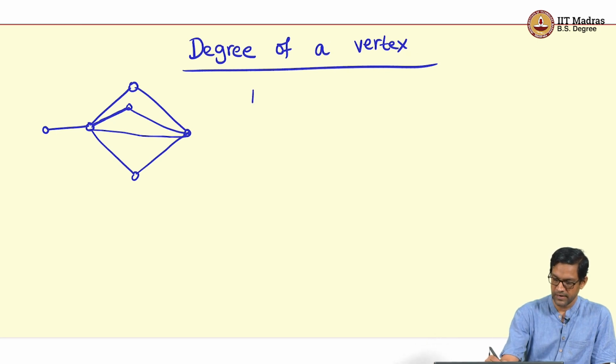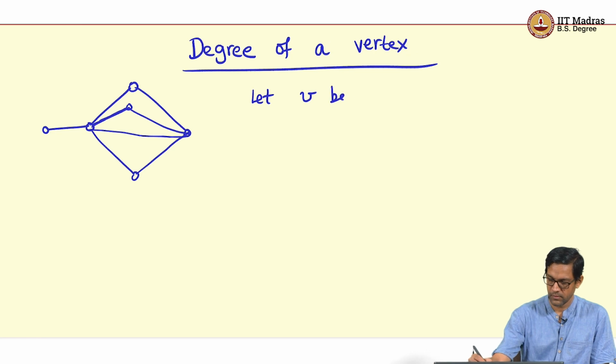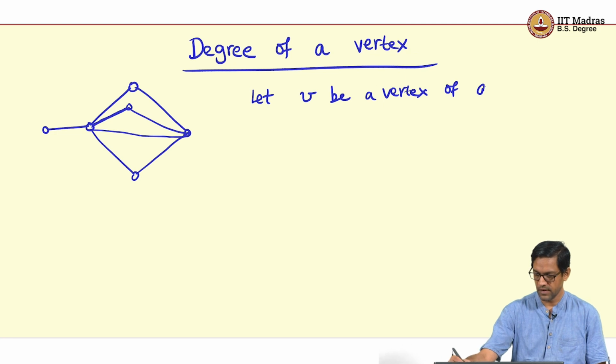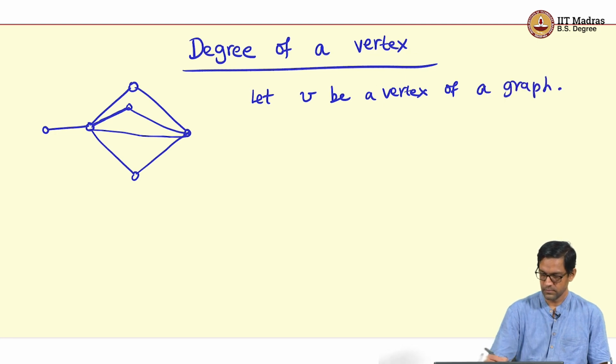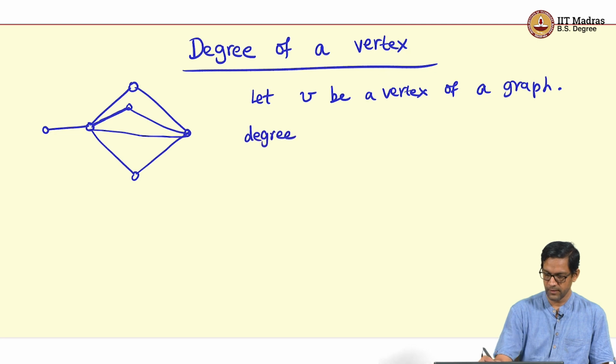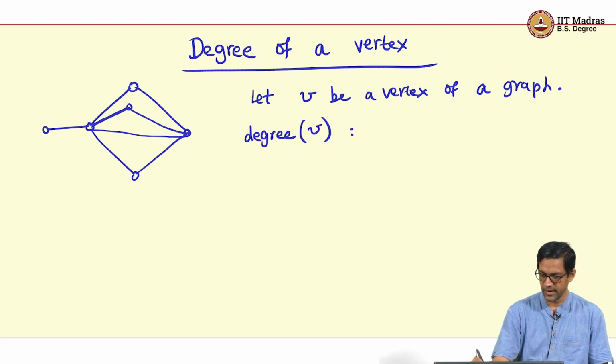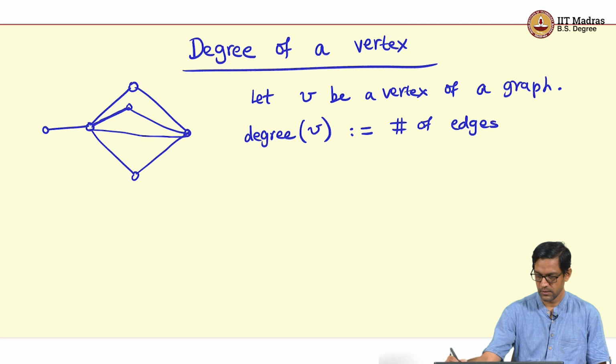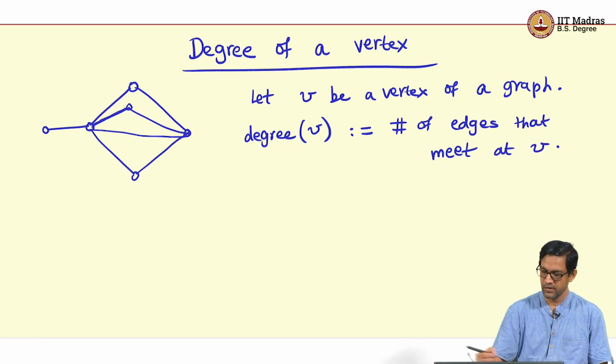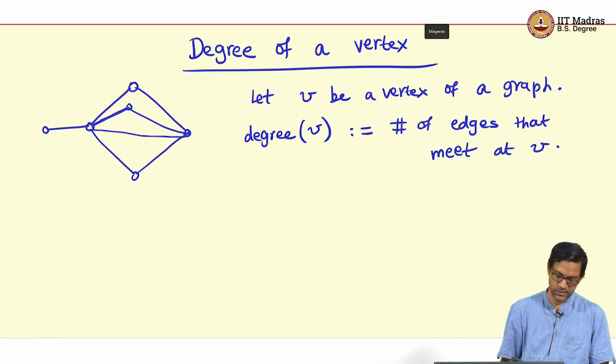So, let V be a vertex of a graph. We say the degree of V is just defined to be the number of edges that meet at V, or you can say the number of edges which leave the vertex V or come into the vertex V, whichever way. Okay, so let us figure out what the degrees of each of these vertices are in this case.